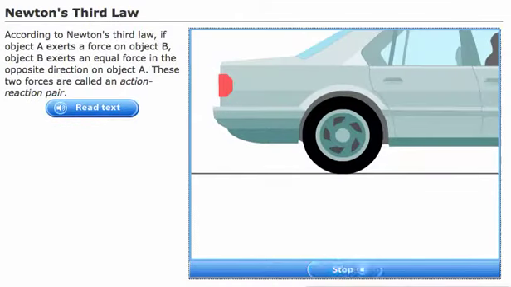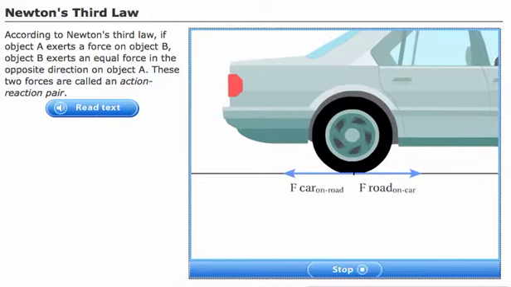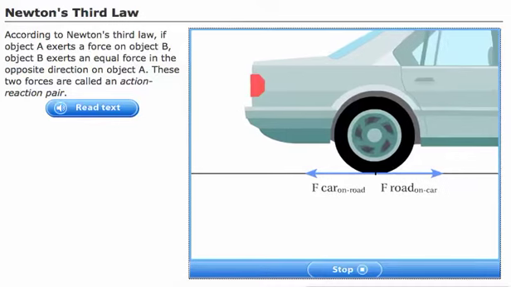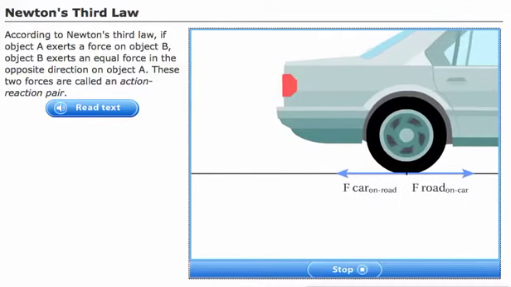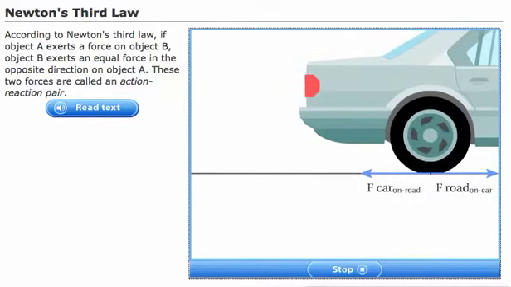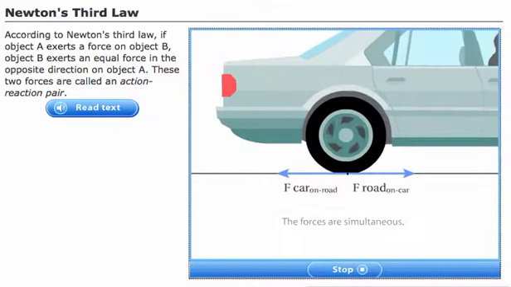Newton's third law asserts that forces always act in pairs. For example, a car accelerates by causing its wheels to turn and push against the road. It is the force of the road pushing back against the car that makes the car go. Note that the forces are simultaneous.